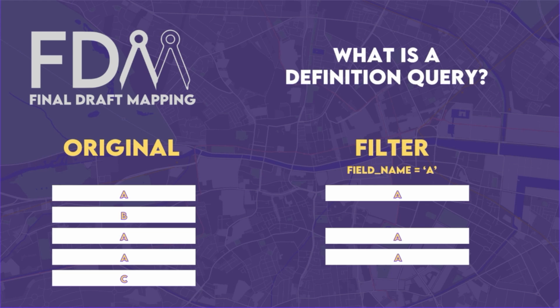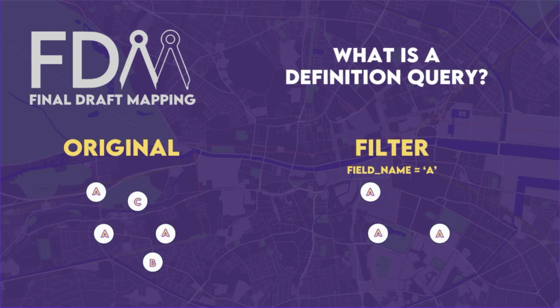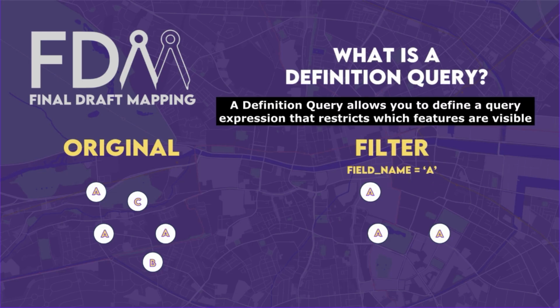If we think of that in terms of geospatial features in a map, for this example we'll use points. Over on the left hand side we have 5 original points, and over on the right hand side we're only displaying 3 points, as the other 2 points have been removed because they do not satisfy the criteria of the definition query filter. A definition query allows you to define a query expression that restricts which features are visible in the map or attribute table.